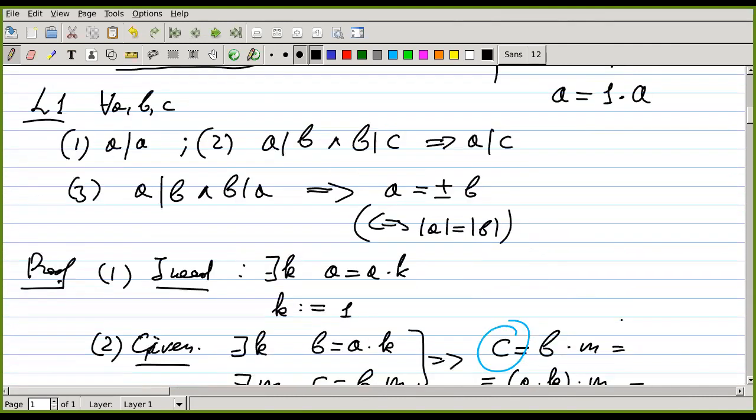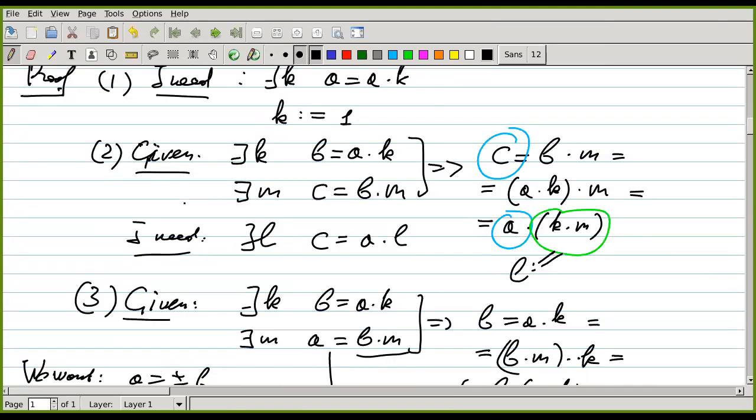But let's memorize these three properties. The divisibility relation is reflexive, that is, every number divides itself. It is transitive. If a divides b and b divides c, then a divides c. And it is not antisymmetric, but close to that. If a divides b and b divides a, then the only difference between a and b is the sign.